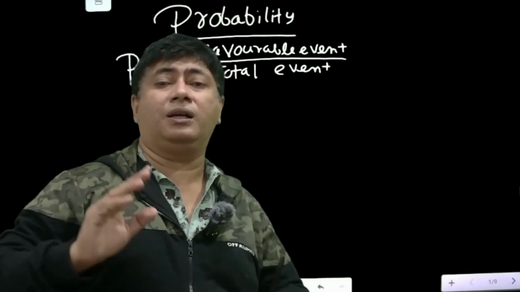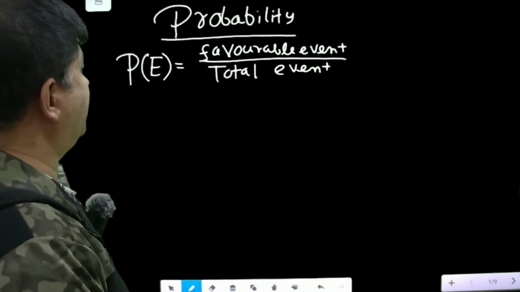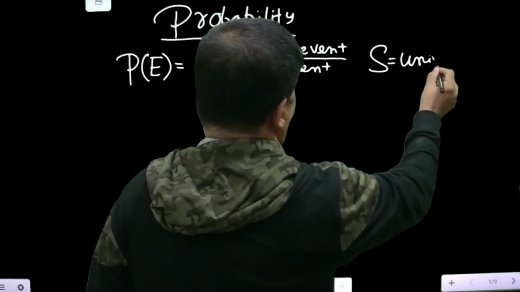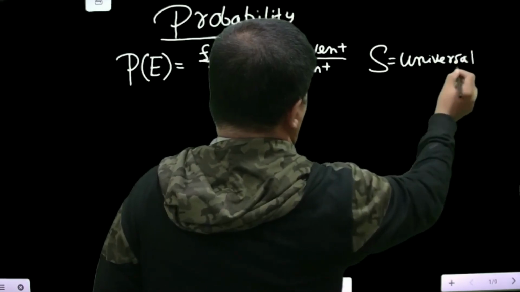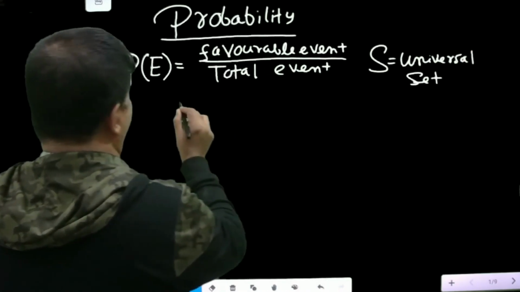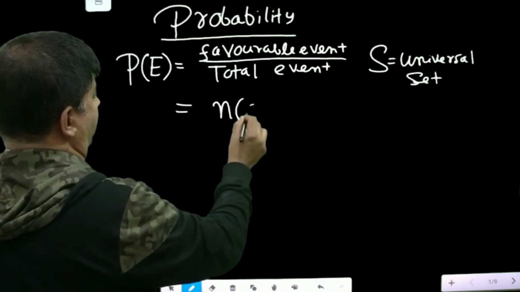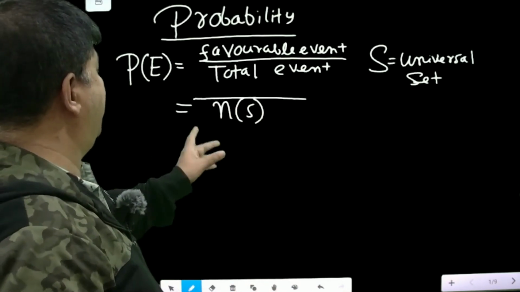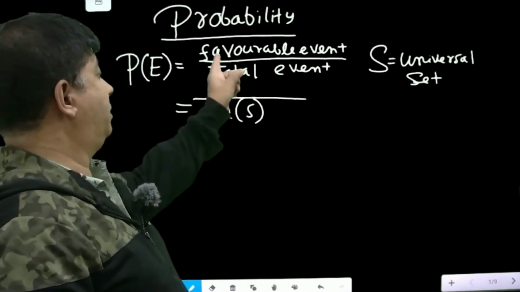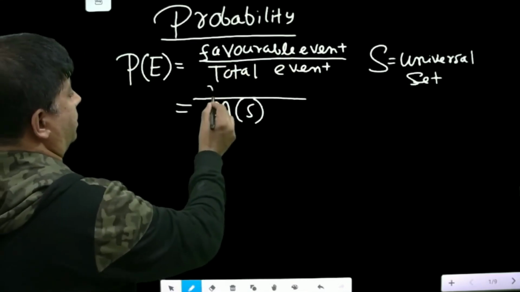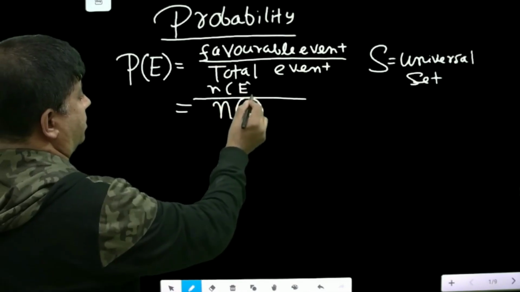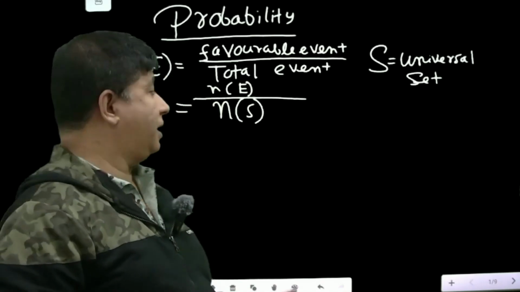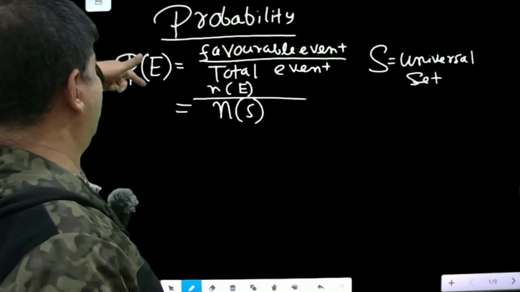I hope you are taught set theory. Sample space S is the universal set. N(S), that is the total events, the cardinal number, is the total number of elements in S. And favorable event means the number of elements involved in the favorable set. N(E) by N(S), that is P(E).